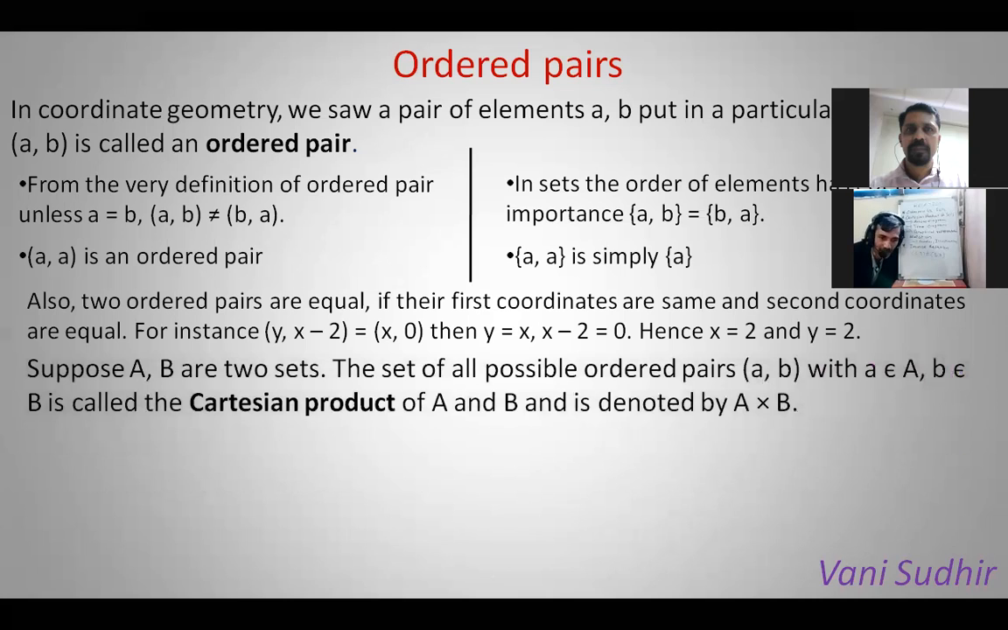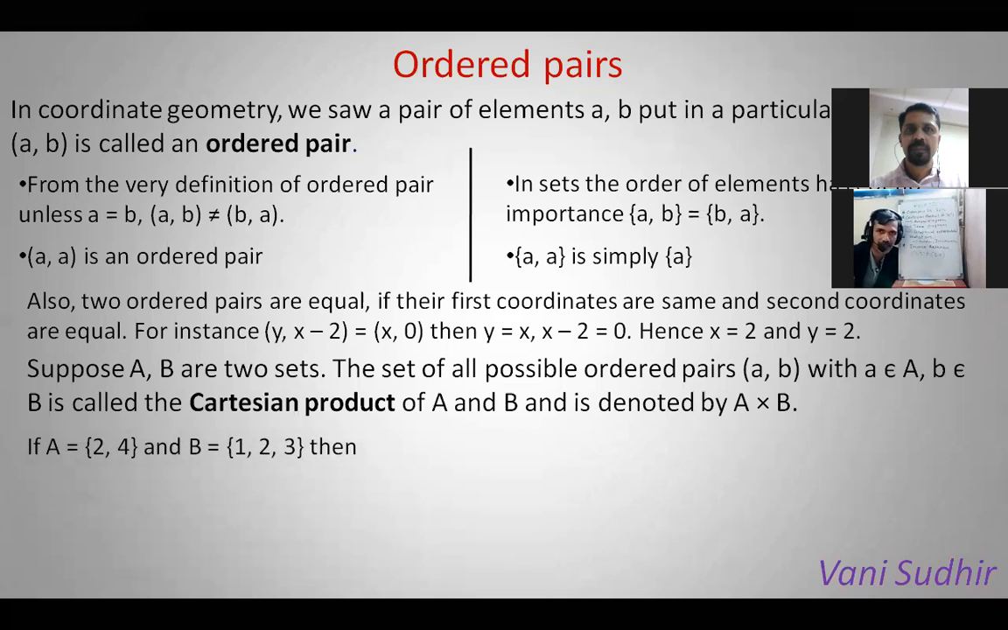Next, we'll come to the definition of the Cartesian product. We have to take two sets of elements, A and B, and write all possible ordered pairs. How do we write the ordered pairs? The first coordinate we take from the first set A, and the second coordinate we take from the set B. Then you can write the Cartesian product of A and B, and it is denoted like this: A cross B, read as A cross B. We'll give some examples, then you'll understand much better.